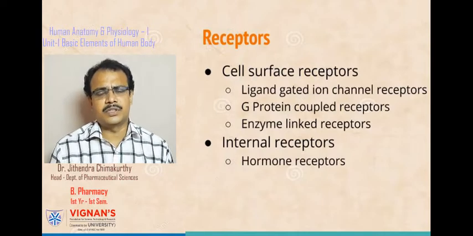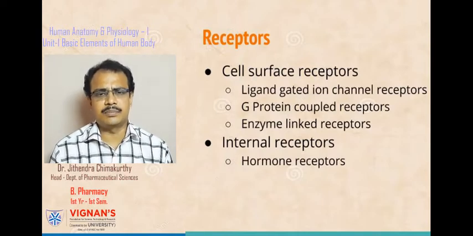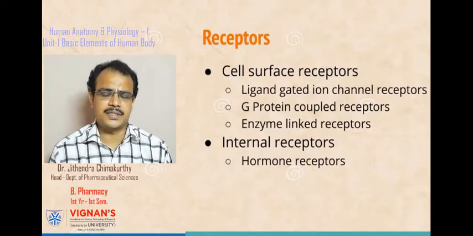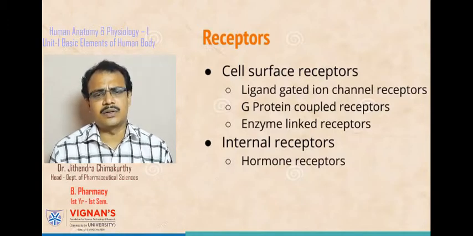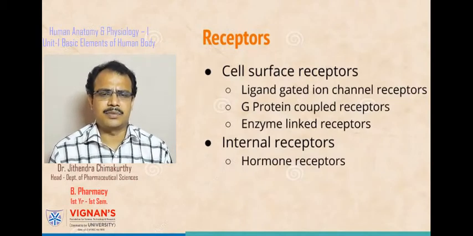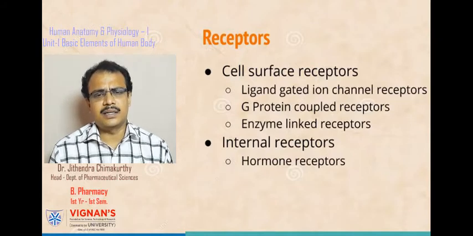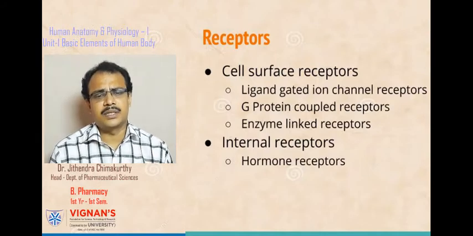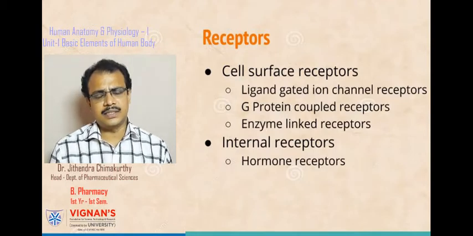Based on the distribution, we can classify these receptors into two types: they are either cell surface receptors or intracellular receptors. Cell surface receptors are the receptors which are present on the cell membrane, and intracellular receptors are the receptors which are present within the cell. And these receptors can be classified into 4 types based upon their signaling mechanism. Let's see them in detail.